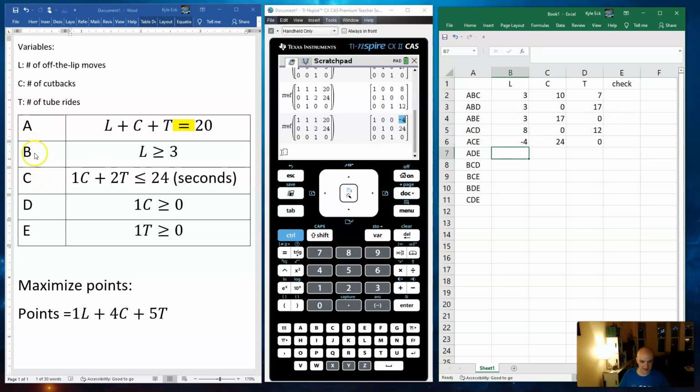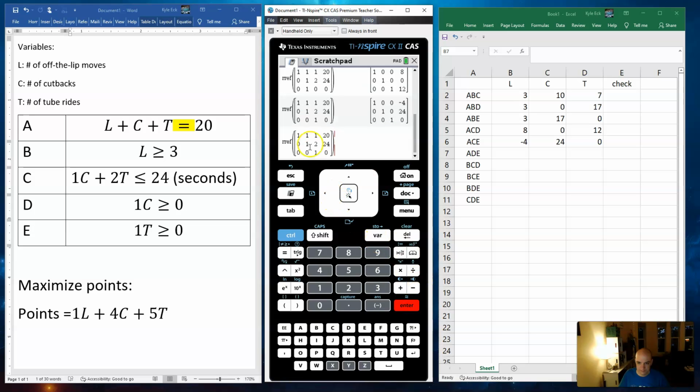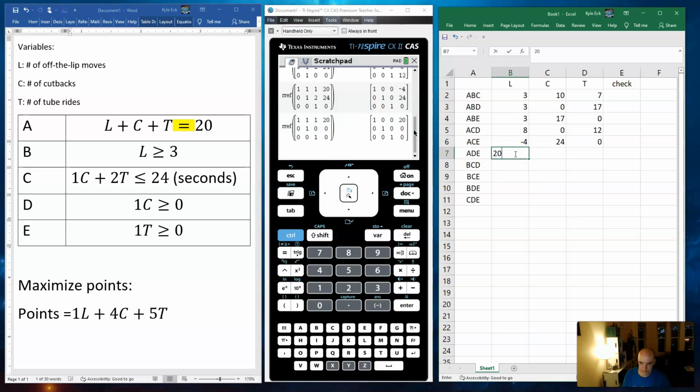All right, switching over to A, D, and E. Just doing all 20 of one kind and 0 of everything else. If I'm being honest, I probably could have solved that by hand because this is just saying C equals 0 and T equals 0, so L must be 20. If I was being really sneaky, I would probably not do all of these with the matrix.